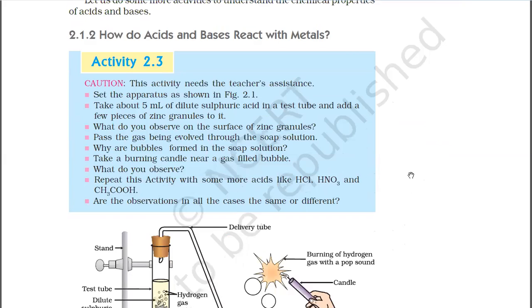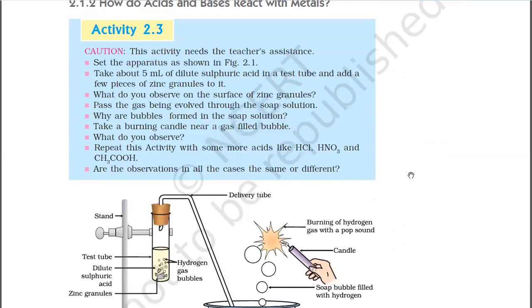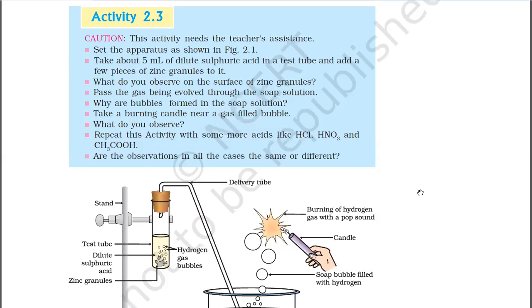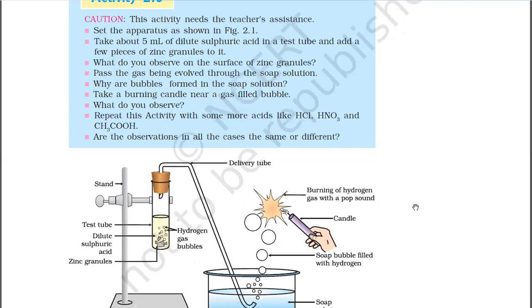Take about 5 ml of dilute sulfuric acid in a test tube and add a few pieces of zinc granules to it. What do you observe on the surface of zinc granules? Pass the gas being evolved through the soap solution. Why are bubbles formed in the soap solution? Take a burning candle near a gas-filled bubble.